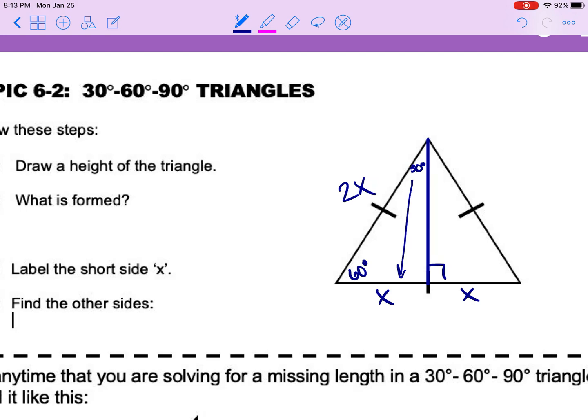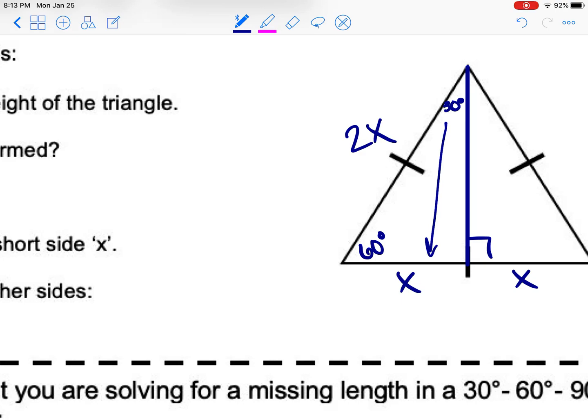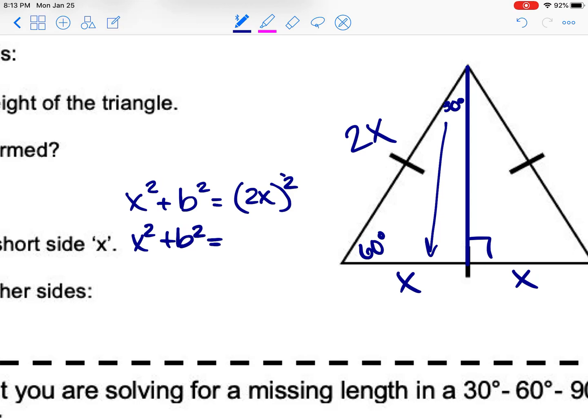So now we have those 2 pieces. And so if we set this up, we say x squared plus our b, we don't know what that one is, we've got to find it, equals our (2x) squared. Notice I put that in parentheses so that you apply the squared to both the 2 and the x. So we have x squared plus b squared, and we can square both of those, so we get 4x squared. We want to combine our like terms, so we're going to subtract the x squared over. So now b squared equals 3x squared.